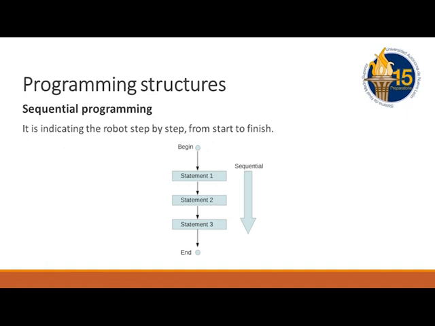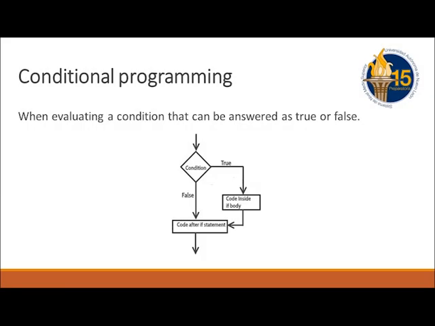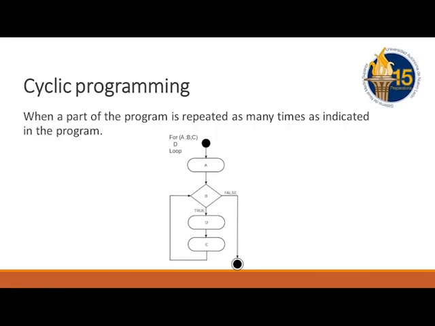The programming structures: the sequential structure is the one that always goes down. It is step by step. They have a beginning and an end. Conditional programming is when at some point in the program there is a condition and it can be true or false. And we have cyclic programming, which is when a part of the program repeats some instructions thanks to some condition.